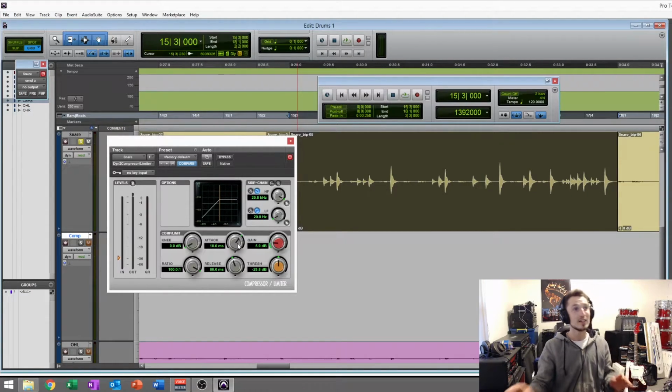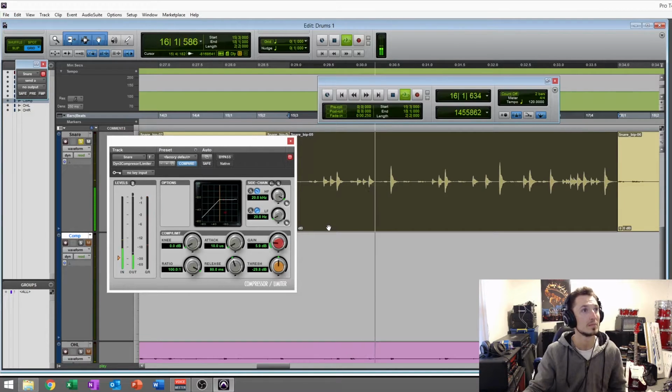Our attack determines how quickly we want to bring that volume fader down. I can set it all the way down to not a millisecond, is that a microsecond? I think milliseconds, microseconds, right? That means that it will start compressing essentially immediately, right? Let's play it back. And I'll wind our attack up.